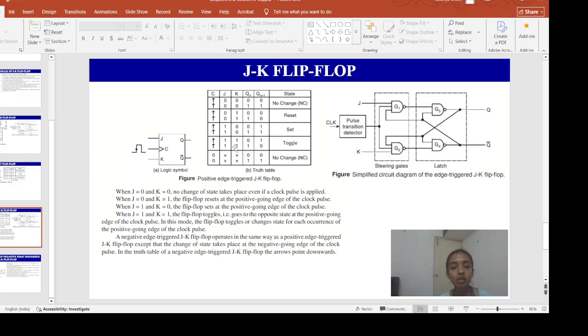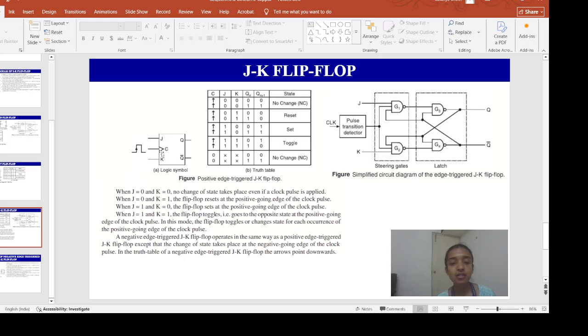When J and K both are 1, now your flip-flop will toggle. Whatever is the present state, exactly the complementary state you will get. If Qn is 0, you will get the next state Qn plus 1 as 1. If Qn is 1, Qn plus 1 you will get as 0. Your flip-flop will toggle, okay, so that means it goes to the opposite state at the positive going edge of the clock pulse. So in this mode, the flip-flop toggles or changes state for each occurrence of the positive going edge of the clock pulse.